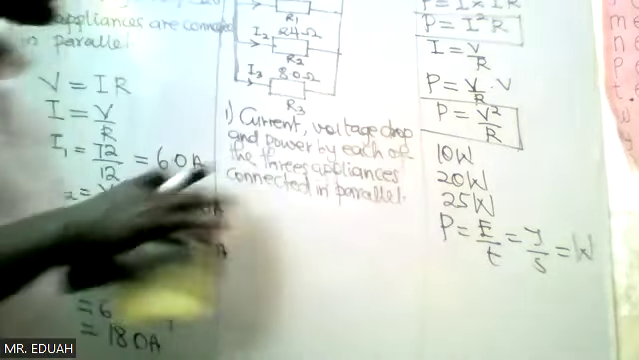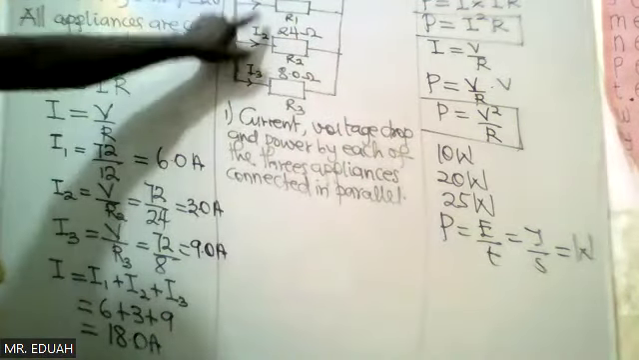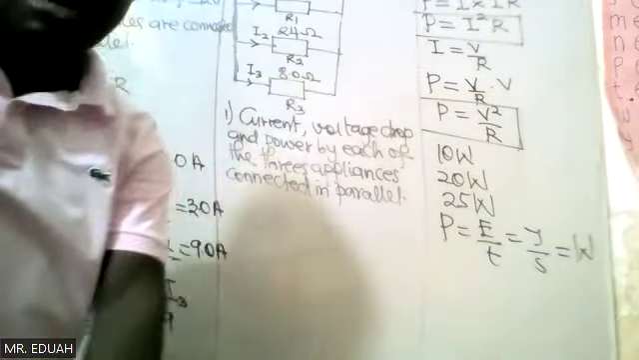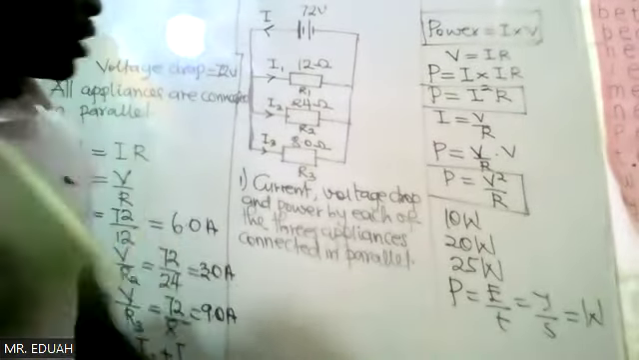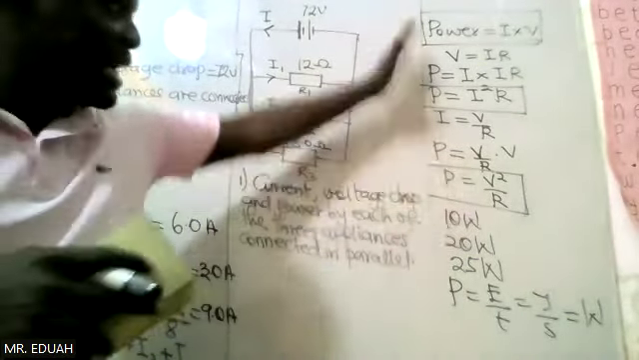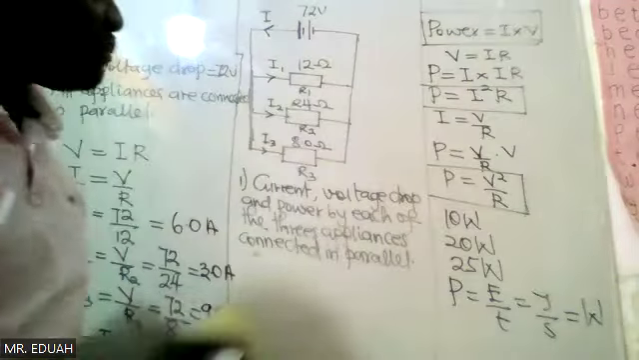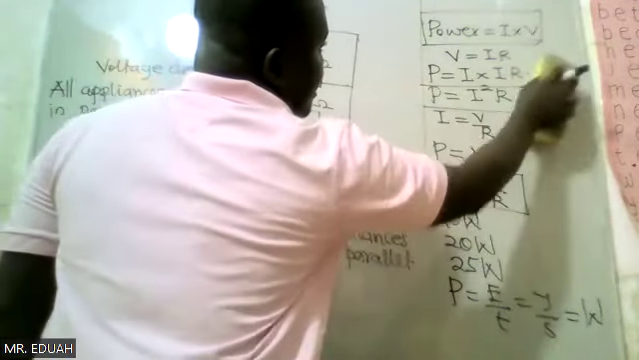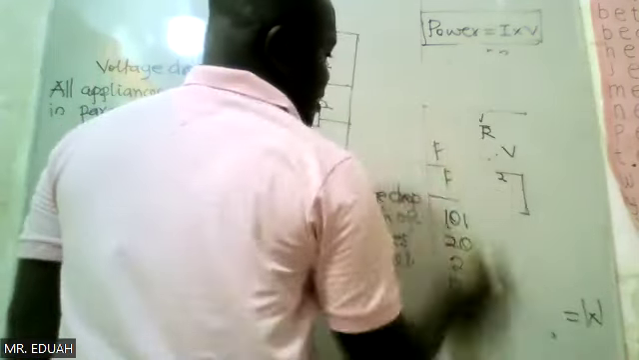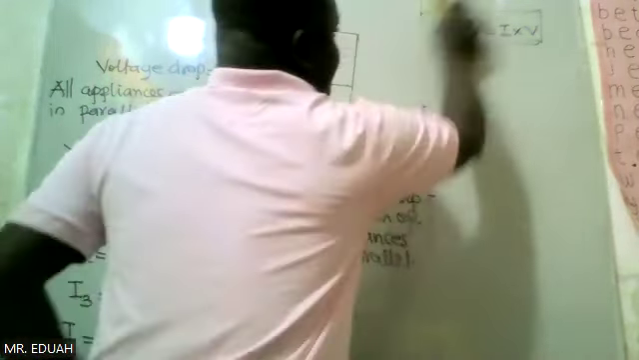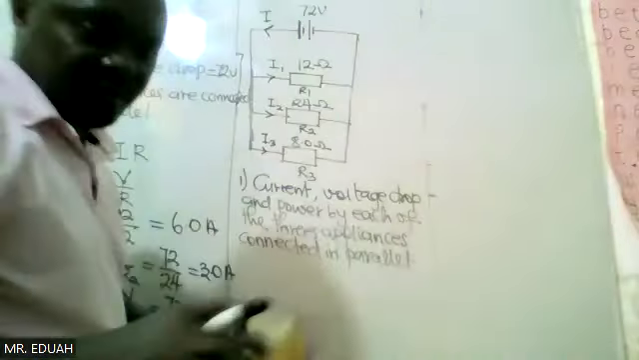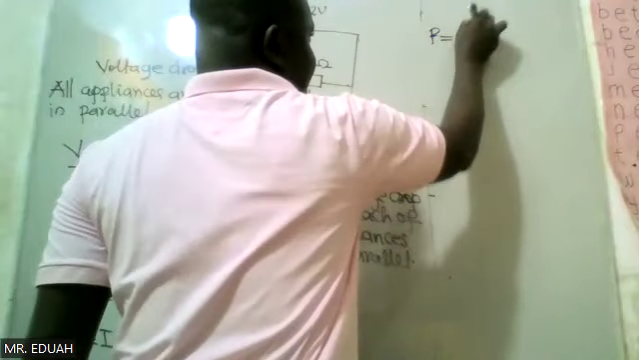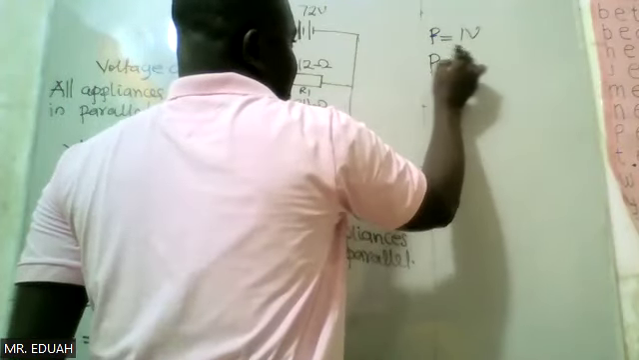So let's go back to calculate for the power. I've given you the different relations or formulas for power. You can use any of them, but for the sake of time, let's settle on IV. So using P is equal to IV, find the power P1.